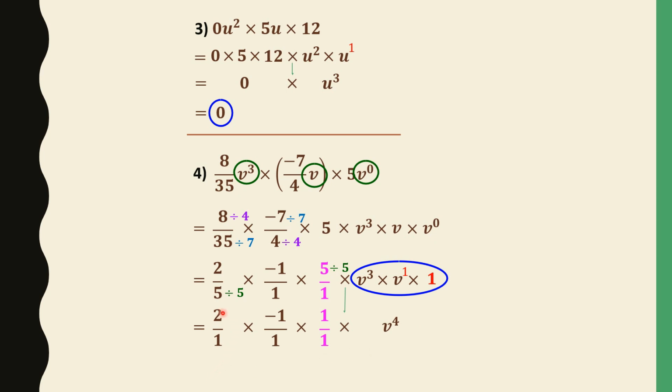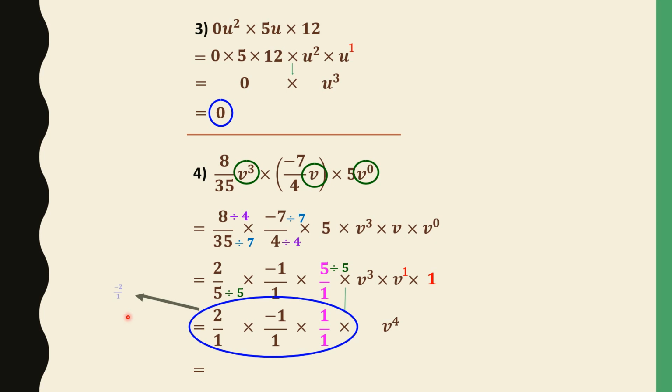Now let's multiply these three fractions. We multiply the numerators and then the denominators. So let's multiply them. 2 times negative 1, it's negative 2. Negative 2 times 1, it's negative 2. 1 times 1 times 1, it's 1. This is equal to negative 2 over 1, and anything over 1 is equal to the numerator. Negative 2 divided by 1, it's negative 2.